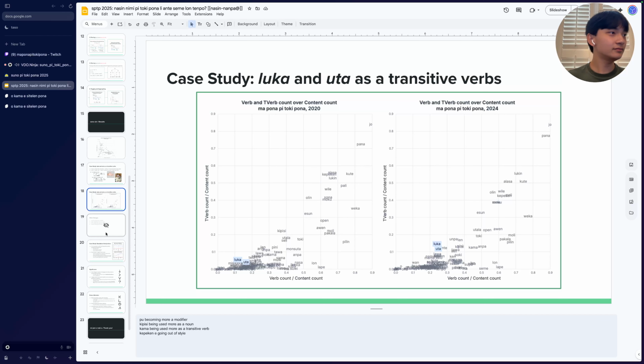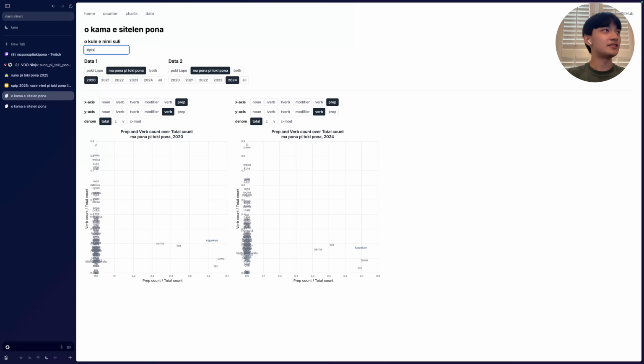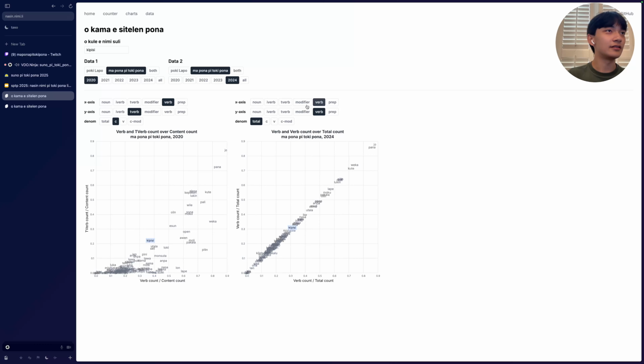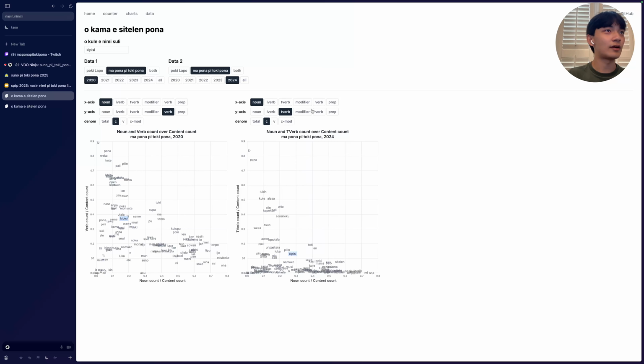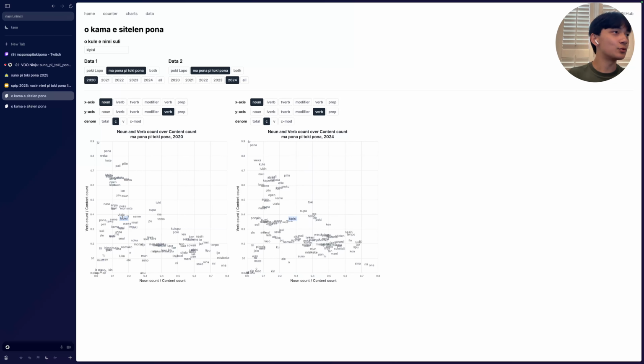Let's see. Oh yeah, let's look at another few things: kipisi and kama. So let's look at kipisi. This is another thing that I looked at, so let's look at this chart again. Actually, let's look at this graph right here. Kipisi in 2020 was used maybe 18% as a noun, and then that's increased all the way to 28% as a noun. So we can see some drift from kipisi being used to cut things apart to actually referring to divisions or something as a noun.